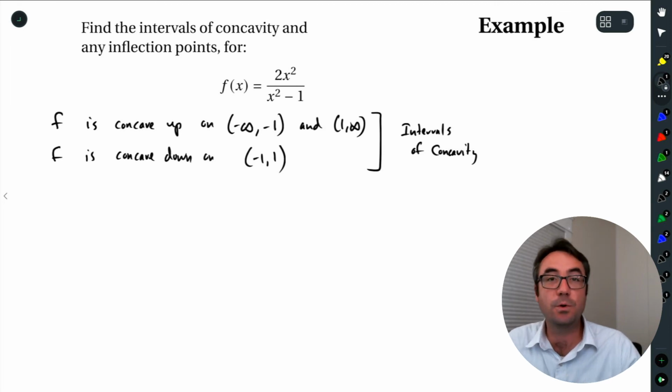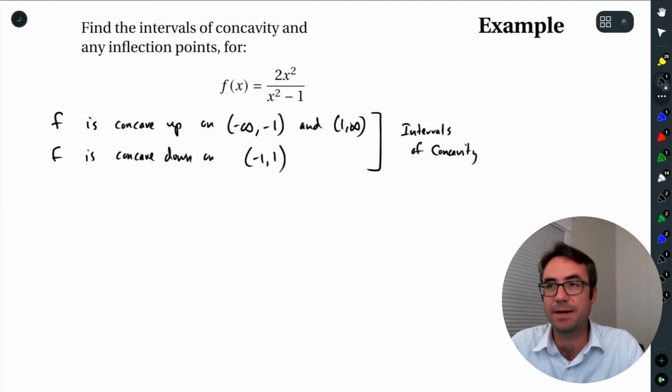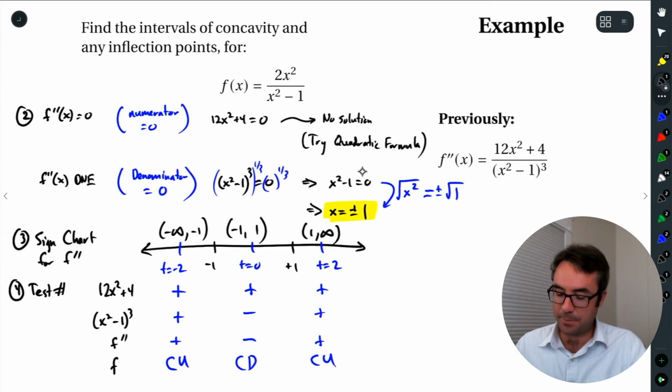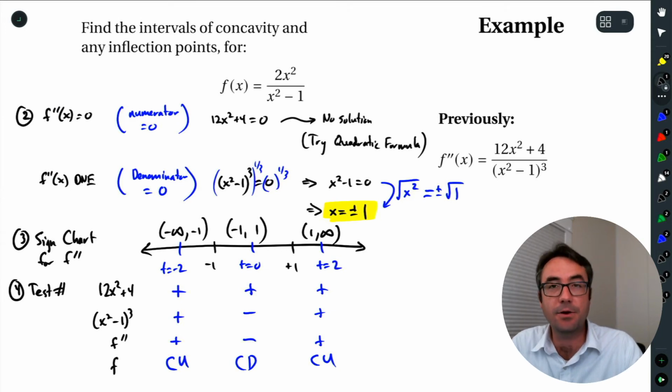For this function, 2x squared over x squared minus 1, we did that using our second derivative. All right, so inflection points. What are the inflection points for this? Well, we actually found our possible inflection numbers right here. This is where we split things up on our number line. Those were the x values that we used. These are the possible inflection numbers here. We might have an inflection point at those.